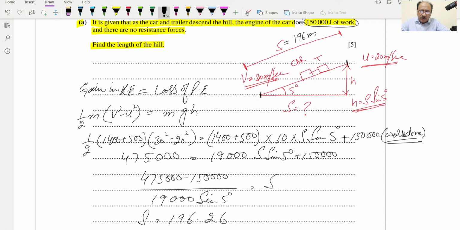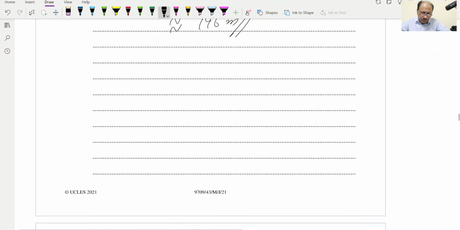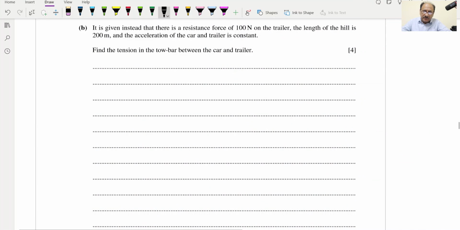Hopefully you understood this A part. Now we can move to the B part, and B part says it is given instead that there is a resistance of 100 Newton on the trailer. The length of the hill is 200 meters, and the acceleration of the car and the trailer is constant. Find the tension in the tow bar between the car and the trailer. This is also a 4-mark question.